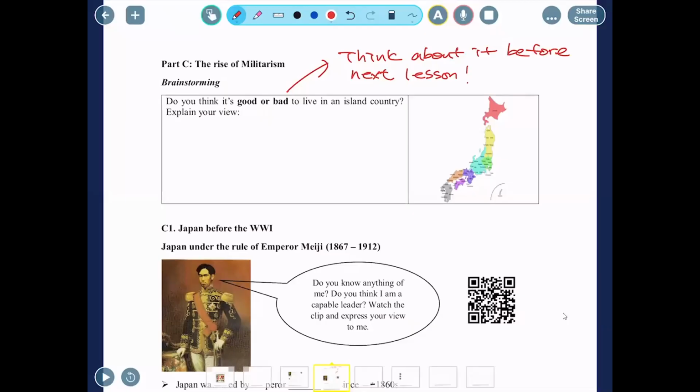Now, let's look at page 4 of booklet 6. You will see part C, rise of militarism, and there is a box for brainstorming. I show you the map of Japan, and I would like you to think, do you think it's good or bad to live in an island country? 日本有一個很大的分別跟德國和意大利,就是它本身是一個在遠東的島國, island country. 你覺得住一個島國,一個島裡面呢, is it good or bad? And then explain your view. We will share our ideas in the next lesson. And that's the end of today.